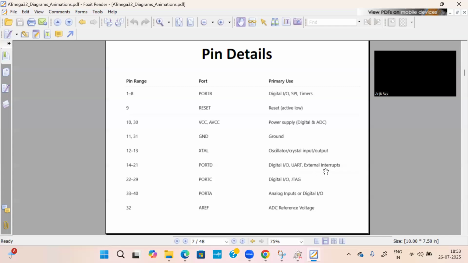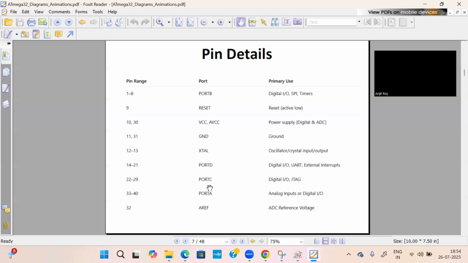Next, external interrupts. If I want to give any interrupts during my work, we can also use pins 14 to 21. So it is called port D pin. Next are pins 22 to 29, called port C pins. They are also used as digital input output. So this is one thing.